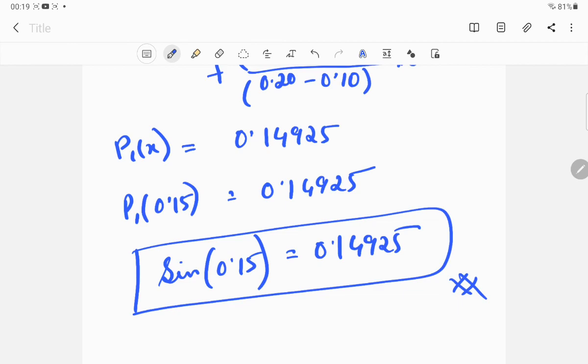That's all. I have already solved one more problem in the note. You can look into it, and if you have any doubt regarding those problems, you are free to ask. Next I will upload videos on interpolation using Newton's method, Newton's forward difference method. That I will upload in the next video.